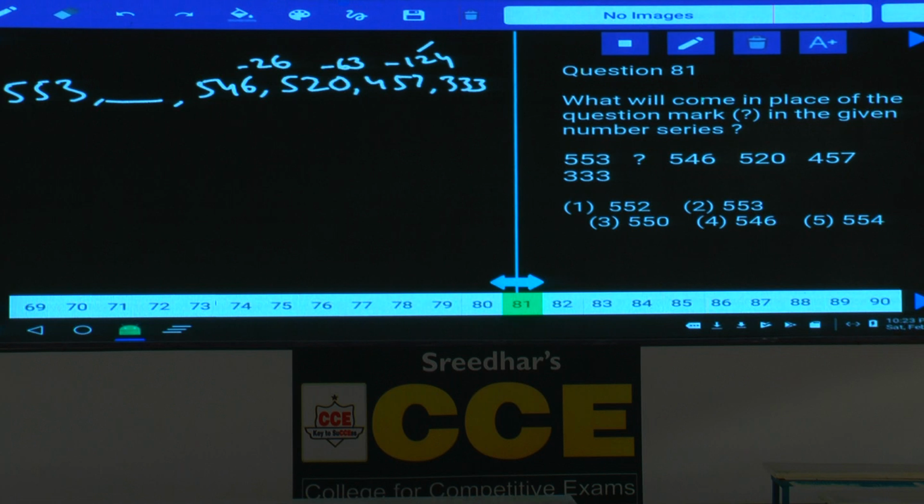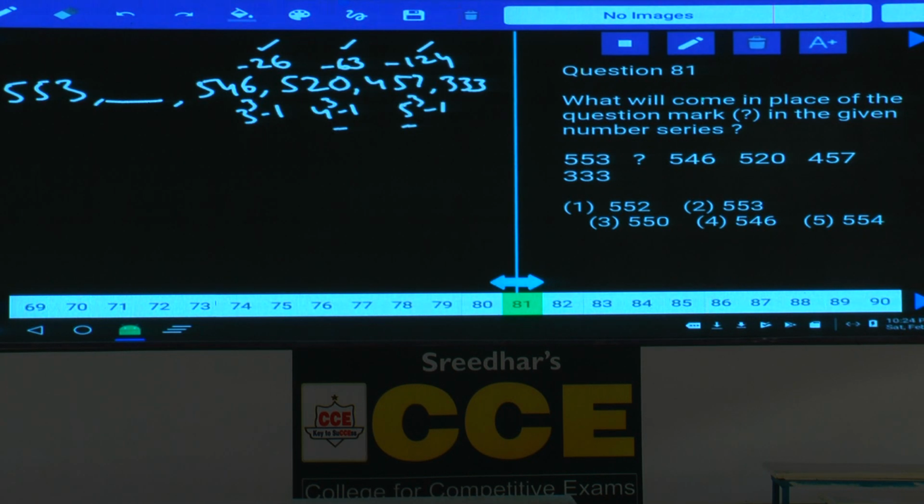124 can be written as, or else add one number to each of these numbers. 124 plus 1 is how much? 125. 125 can be written as 5 cube. 63 plus 1, 64 is 4 cube. 26 plus 1, 27 is 3 cube. Hence this 26 can be written as 3 cube minus 1, 63 can be written as 4 cube minus 1, 124 can be written as 5 cube minus 1.